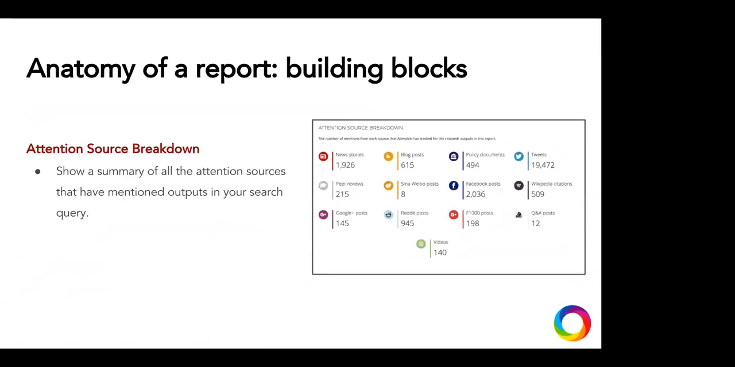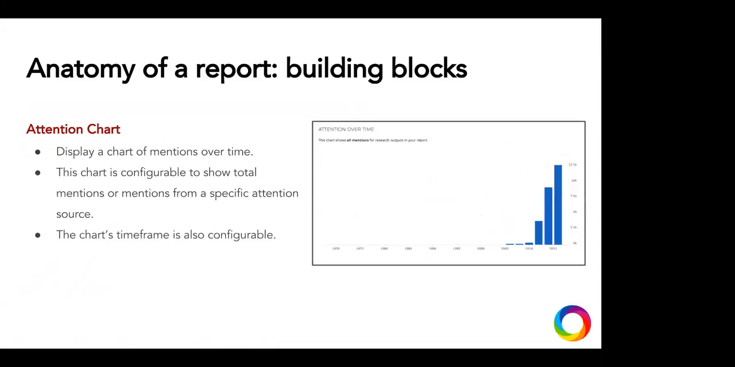Next, you'll find the attention source breakdown. So this is where you show a summary of all of the attention sources that have mentioned outputs in your search query. So you can see here, for example, the items in this search query have been featured in almost 2,000 news stories, almost 500 policy references, which is a huge amount. They've also received almost 200 F1000 posts, nearly 1,000 Reddit posts, and have also been included in the comments of 140 YouTube videos. So there might be some really interesting videos in there to watch about, people telling the stories of their research or other ways of visualizing the academic work that is going on.